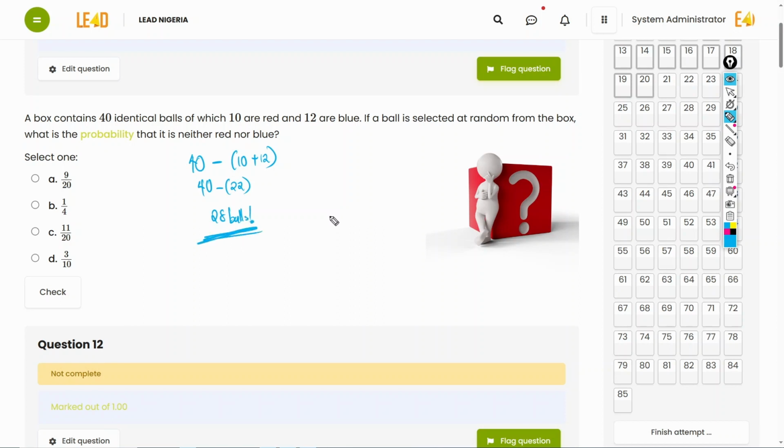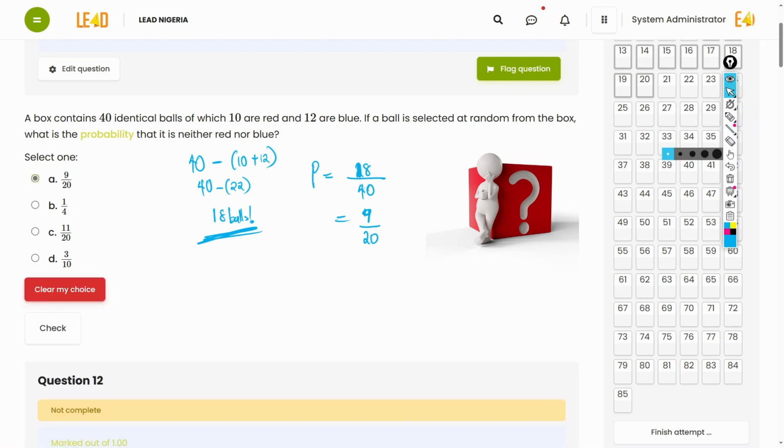So the probability of picking any of those balls would be 28 out of 40, which I can divide by 4. That's 7 out of 10. Oh, sorry. It's supposed to be 18 balls. So 18 balls. So 18 out of 40, I can divide by 2. That would be 9 out of 20. Yes, that's option A.